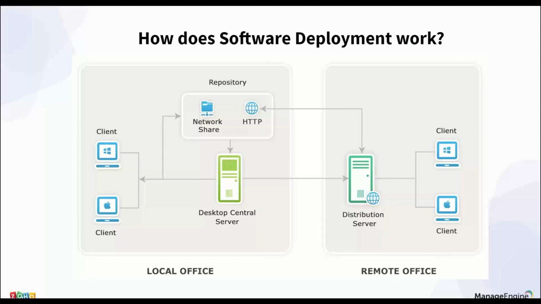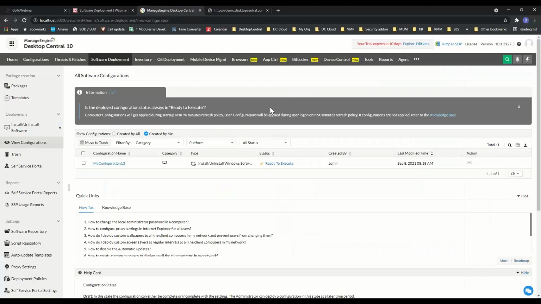So moving on to today's topic, we have software deployment. We'll see how software deployment works. For any software deployment to work, the basic thing is to upload the software and get it deployed to the client machines. So the software has to be saved in a repository. We have two types of repository here, a network share and an HTTP repository. The software is fetched from the repository, transferred over to a distribution server if it is in a different office, and the distribution server distributes it to the client machines, where it gets deployed.